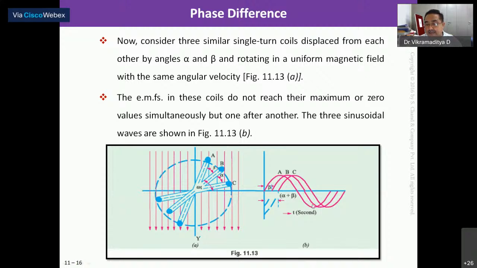So let's understand this waveform. A, B, C are three waveforms. A I have chosen as a reference, starting from t equal to 0. B starts at an angle of beta and C has started at an angle of alpha plus beta. So I can say that alternating quantity A has a phase angle of 0 degrees, while alternating quantity B has a phase angle of beta, and C has a phase angle of alpha plus beta.